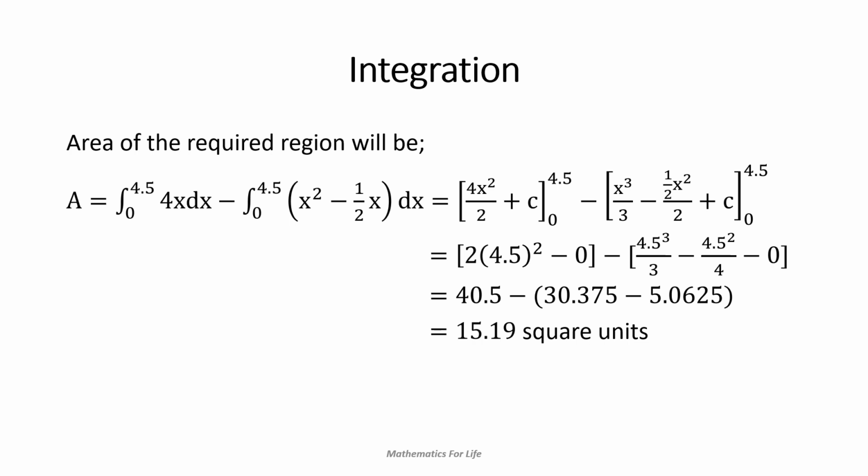And then we also work out the second one, which is going to give us x cubed over 3 minus a half x squared over 2 plus the arbitrary constant c. Again, evaluating for x equals 0 and 4.5, which is going to give us 30.375 minus 5.0625. And ultimately, the difference between those two areas is going to give us 15.19 square units. And therefore, that becomes the area that is bound by the curve y equals x squared minus a half x, and the line y equals 4x.